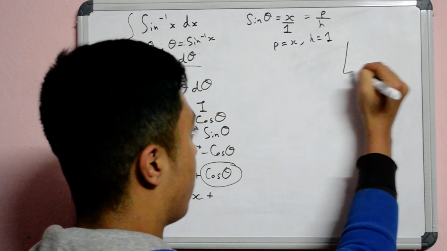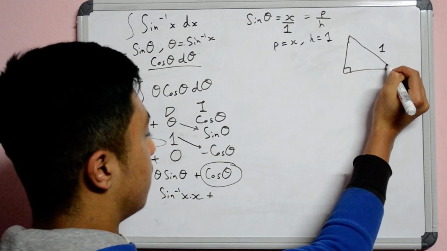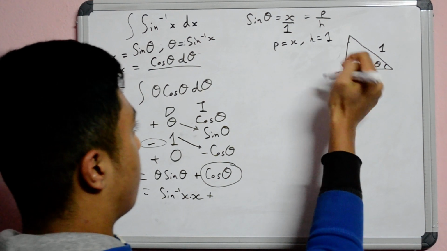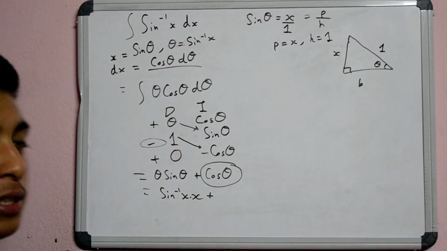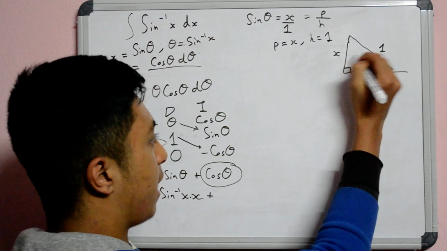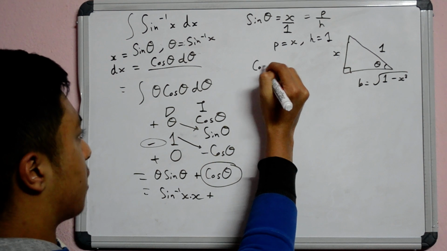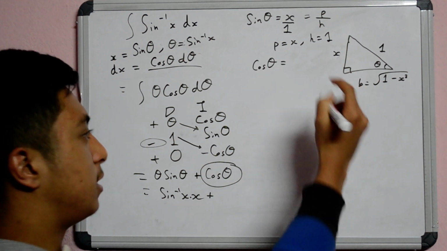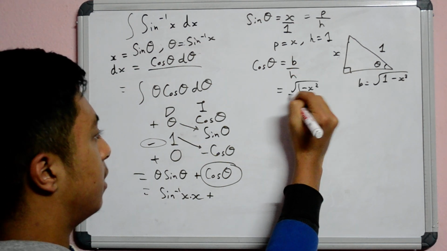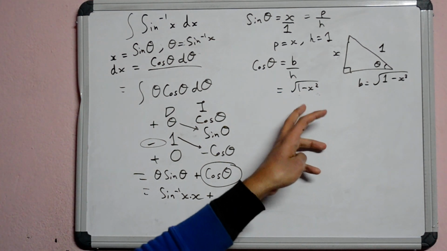So if we draw a right angle triangle, our hypotenuse will be 1, and let's say this is theta, our perpendicular will be here, base will be here. So our perpendicular is x. And using the Pythagoras theorem, the base is root of 1 square minus x square. 1 square is 1, obviously. So simply we can get our cos theta because we have found our base. Cos theta is base by hypotenuse, which is root 1 minus x square by 1. But we don't really need that by 1, so it's just root 1 minus x square.